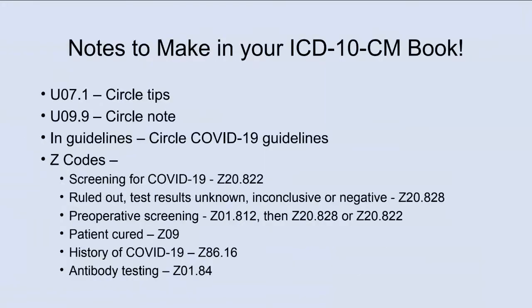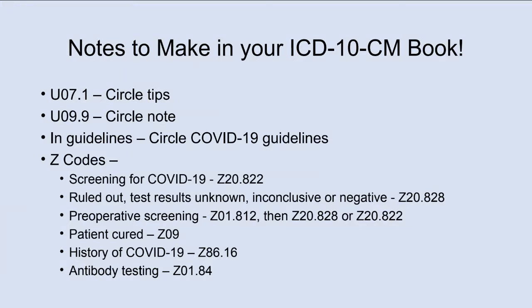Okay, this is a lot, particularly since they keep changing all the time. So here's what I suggest you write into your book. U07.1, there are some tips under that, so circle those. U09.9, circle the note under that too. In the guidelines, circle COVID-19 guidelines. So in the guidelines for the infection section, chapter 1, circle those guidelines.